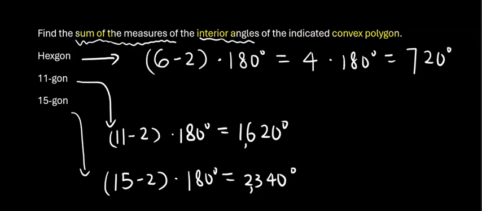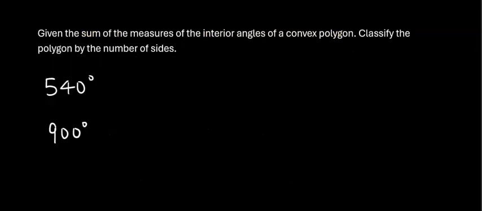So 1,620 degrees for the 11-gon and 2,340 degrees for the 15-gon. That is how we use this rule to find the sum of the measures of interior angles. Remember, it has to be a convex polygon. All right, let us continue.